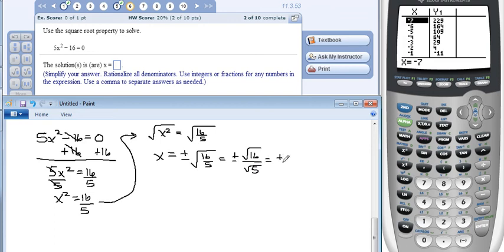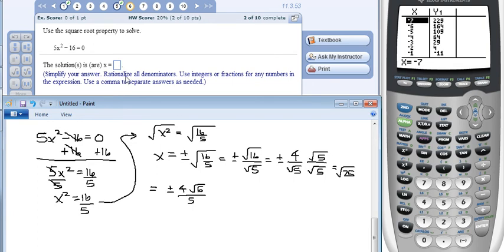And I can say that the square root of 16 is just a solid 4. So that's a good start. But remember, my radical rules tell me I can't have this, so I have to rationalize. I'm going to multiply by the square root of 5, both top and bottom. I want pairs of 5 down here. So this is equal to plus or minus 4 radical 5 over the square root of 5 times the square root of 5, which is the square root of 25, which is 5. So this is your final answer here.